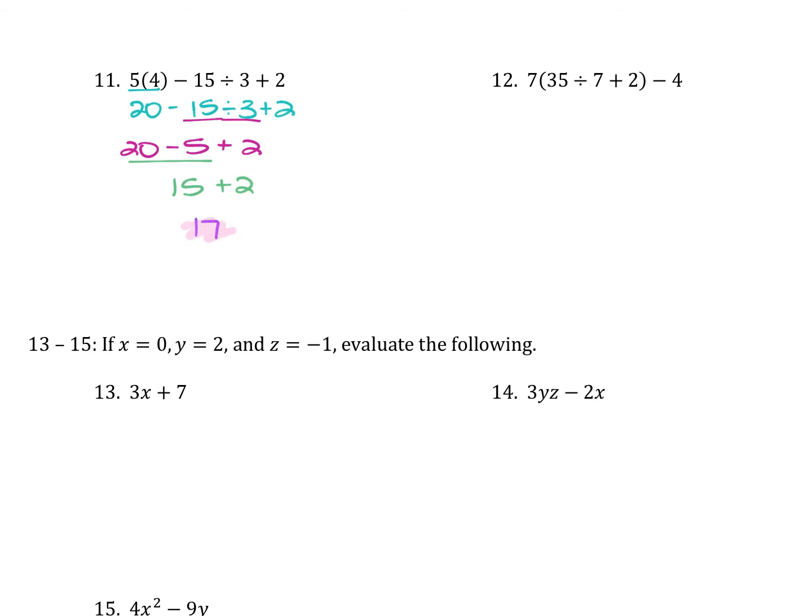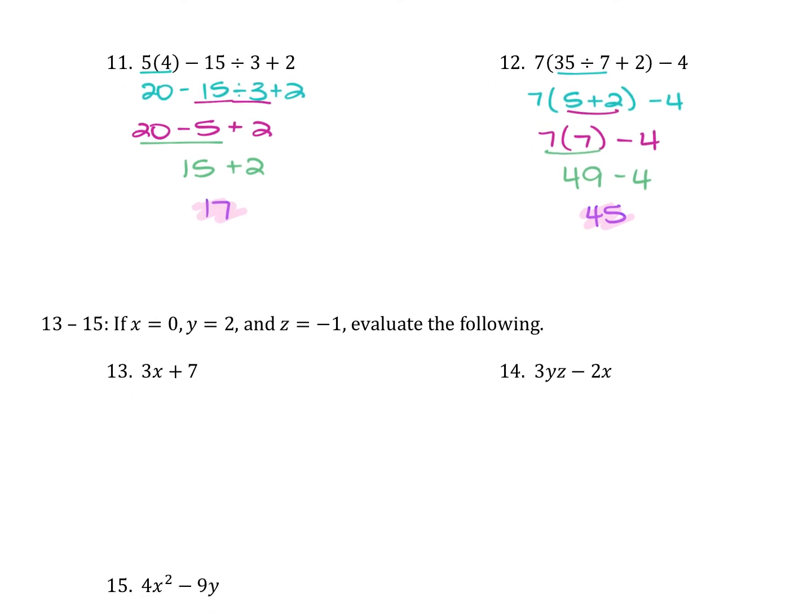For number 12, you have 7 times 35 divided by 7 plus 2 minus 4. Work inside the parentheses first. Division is going to go first, so the 35 divided by 7 is 5. So that becomes 7 times 5 plus 2 minus 4. Next, work that 5 plus 2, which is 7. So that's 7 times 7 minus 4. Then your multiplication, which gives you 49 minus 4. Then you subtract to have a final answer of 45.